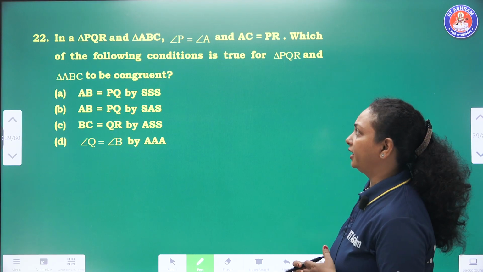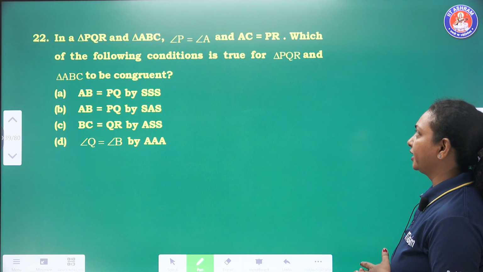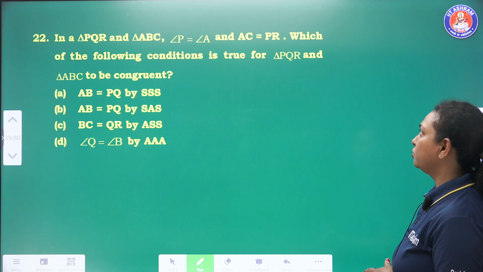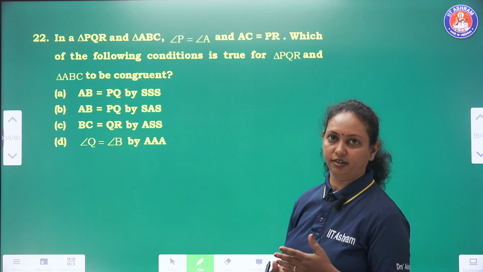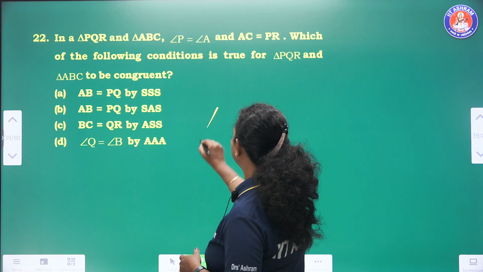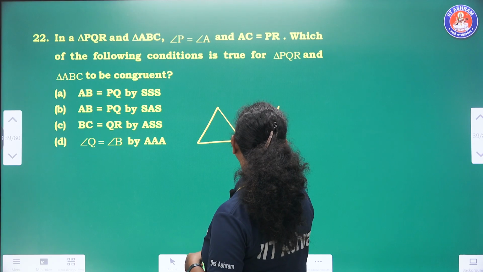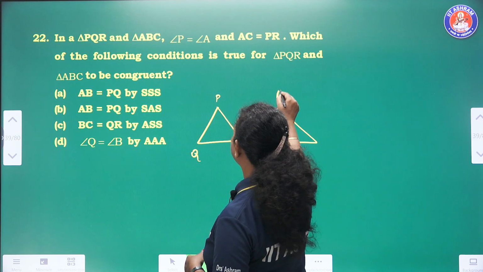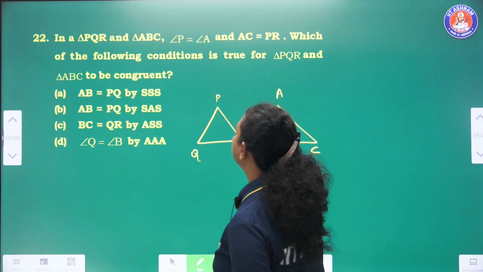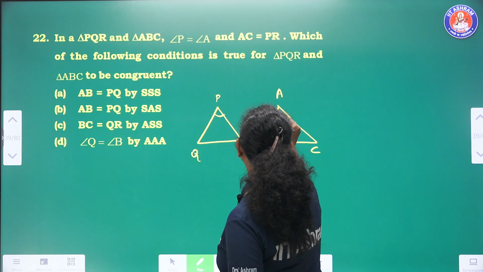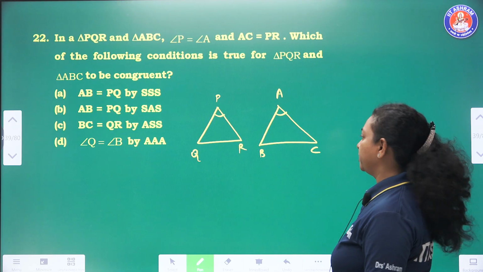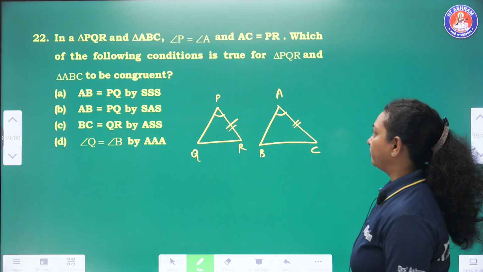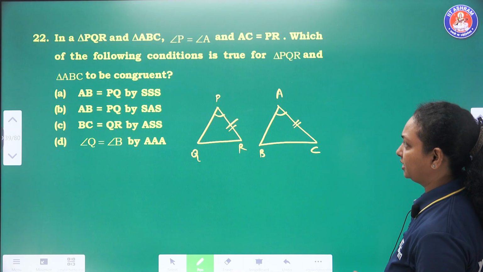In a triangle PQR and in triangle ABC, angle P is equal to angle A and AC is equal to PR. Which of the following conditions are true for triangle PQR and triangle ABC to be congruent? Okay, so we just draw the triangle PQR and triangle ABC. So angle P is equal to angle A and AC is equal to PR. These two sides are equal. And we have to prove that triangle PQR and triangle ABC are congruent.